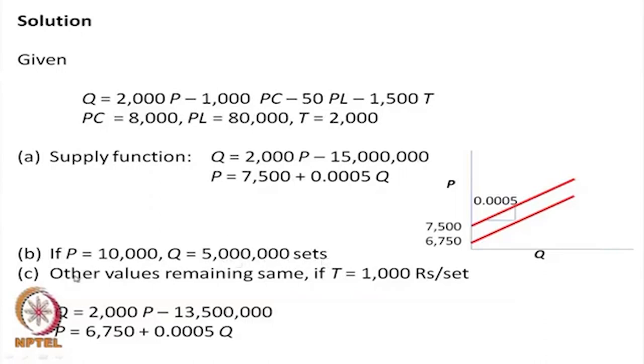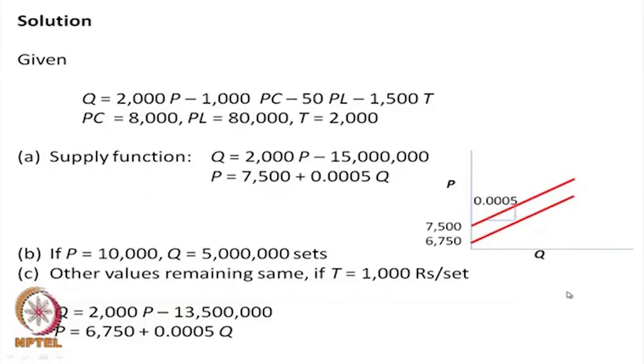Now, the third part of the question is, if other values remain the same, but only T changes from the given value of 2000 to 1000, how will the relationship between Q and P change? The supply curve will have an equation. You put the values here, T equals 1000. So, Q becomes 2000 P minus 13,500,000, and from here I can find P. The intercept is 6750, corresponding to the point here, and the slope is exactly the same, positive. So, this line is parallel, but the intercept being lower than the previous value, it means that as T is reduced, the curve shifts to the right.